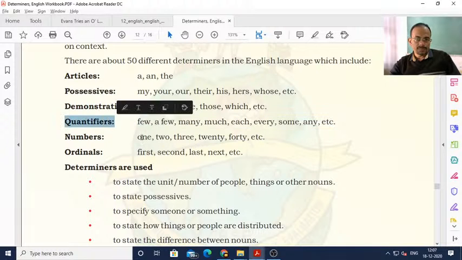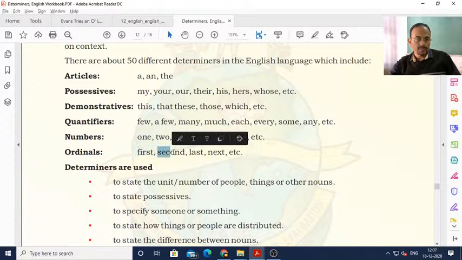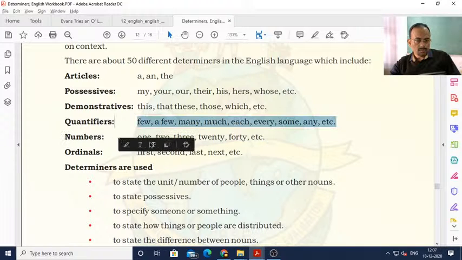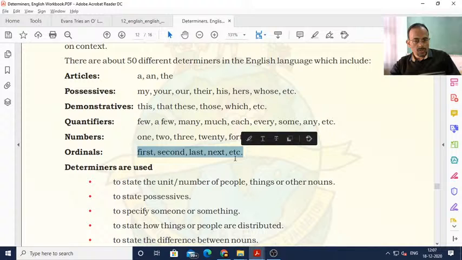Here you can see the numbers 1, 2, 3, 20, 40. These are numbers and they belong to determiners also. Ordinals like first, second, last, next, okay, these are ordinal numbers. So 1, 2, 3, 24, etc. are determiners, and ordinals also, first, second, last, next, etc., they are also determiners.